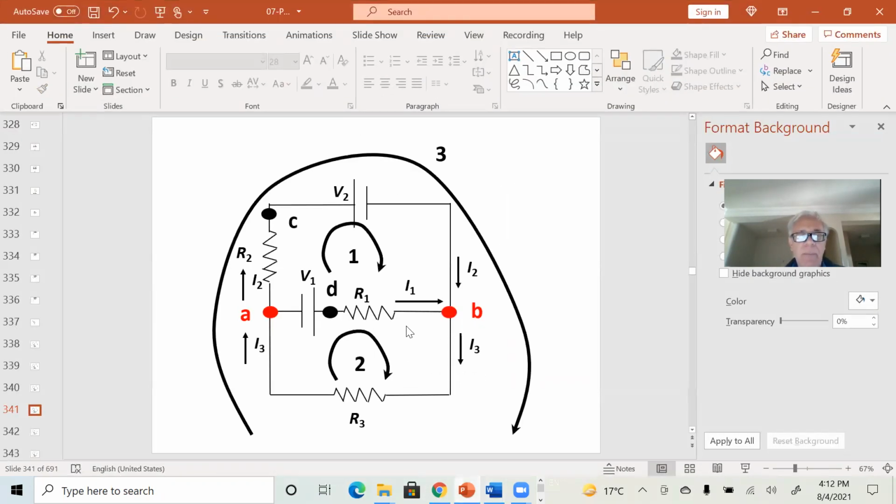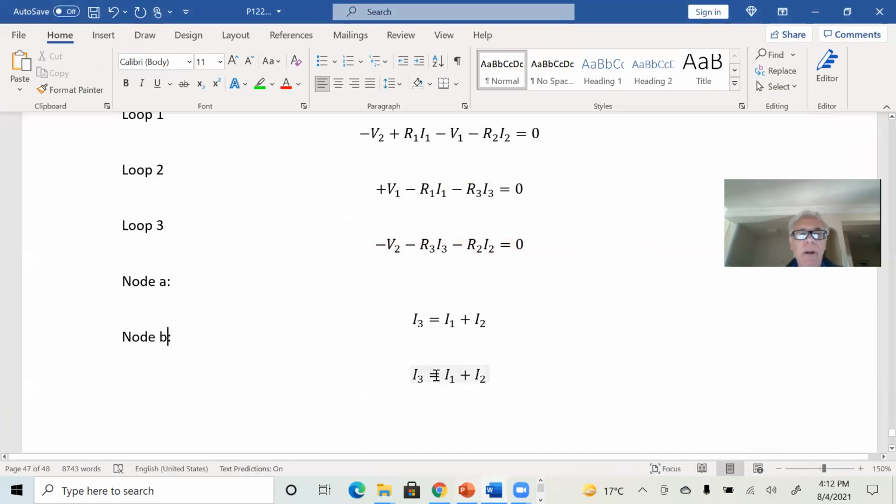Here's the same thing. I1 plus I2 combines into I3. I3 is moving away from the point, so I1 plus I2 combines into I3. Exactly the same equation that we had before. The only difference, here you go.